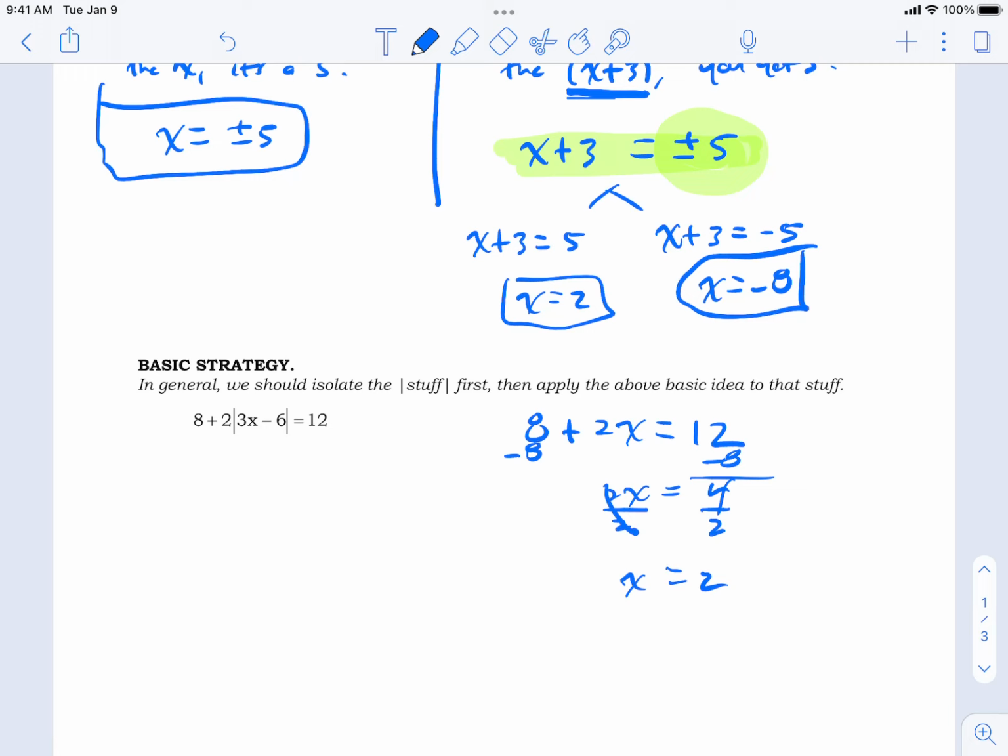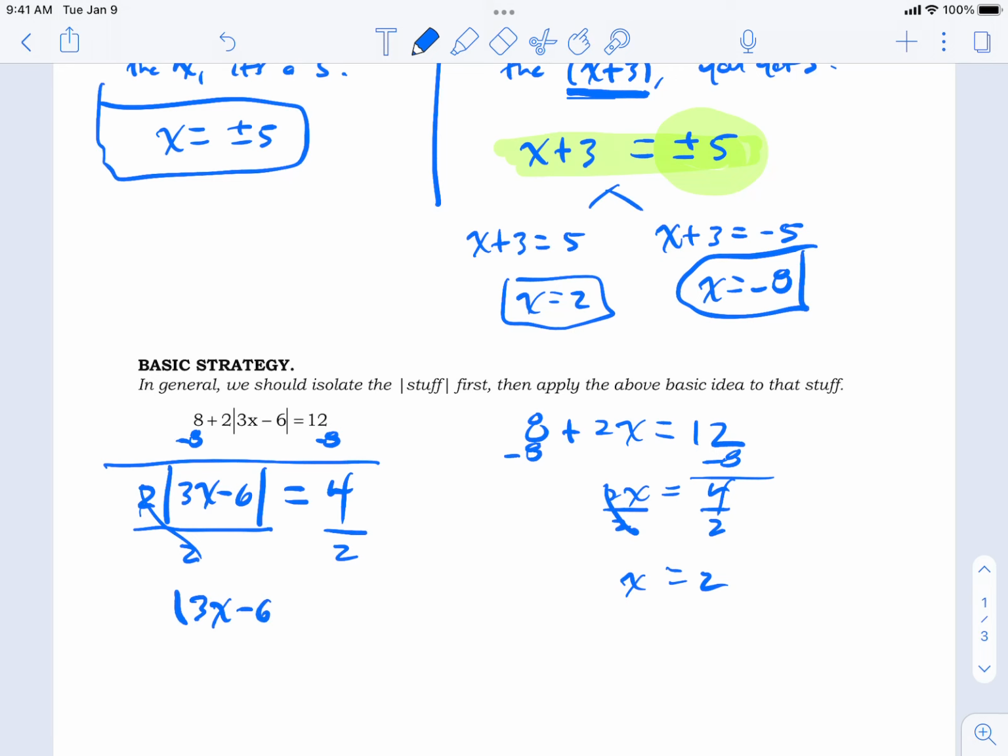How do you solve this equation? Same steps. You want to subtract 8 on both sides. That's the first thing to do. So the term that contains the absolute value, I get that by itself first. 12 minus 8 is 4. Then you look at this thing and you say, well, I'm trying to get just this part by itself. I don't want a 2 multiplying it. How do you undo a times 2? You divide by 2. Divide both sides by 2. It'll cancel over here. So now we've got absolute value 3x minus 6 is 4 over 2 is 2.